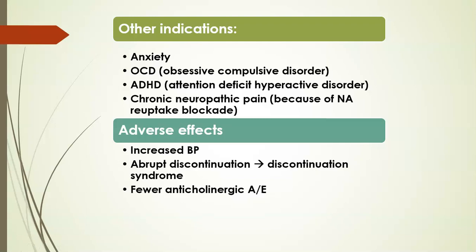Now, if you look at any antidepressant drug which enhances noradrenergic transmission in the CNS, usually this also contributes to effective therapy in chronic neuropathic pain because of the noradrenaline actions on the pain pathways, right? You can look that up. Adverse effects include increased blood pressure, and if you discontinue the drug quickly, you can also get discontinuation syndrome, similarly to SSRIs, right? And the good news is that it has fewer anticholinergic adverse effects.